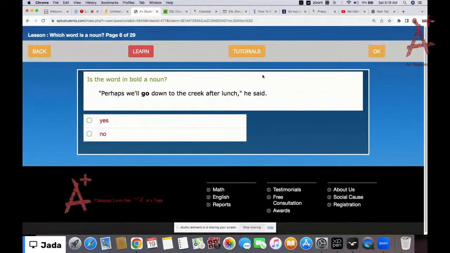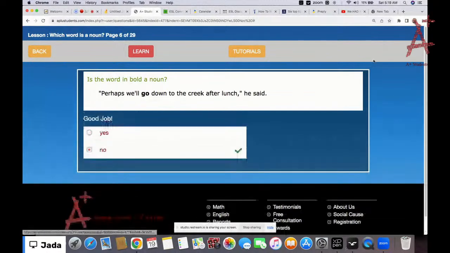And we're going to let this test be now. I hope that you can finish this test on your own. You have some more questions left, 23. So all you need to do is just answer the questions, and then we'll move on to the next lesson. And for "go", it is not a noun. Yes, okay. All right, so we'll move on to the next lesson now.